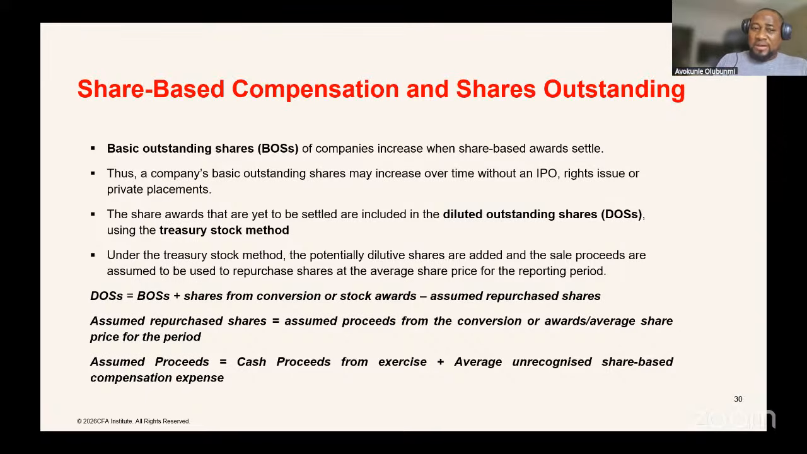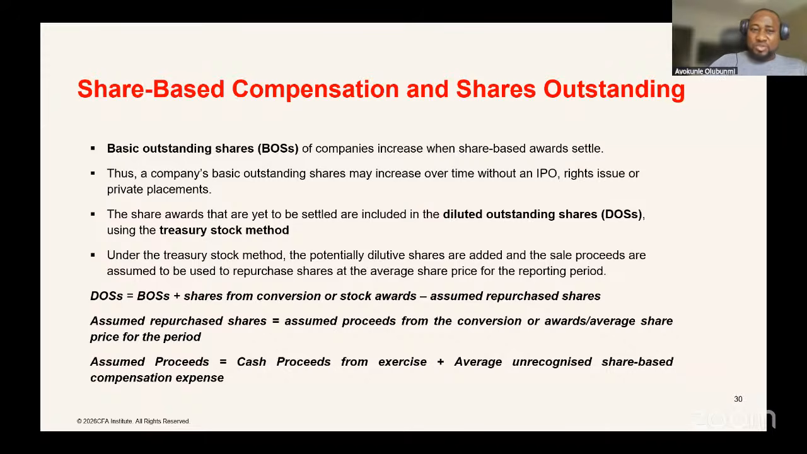To get your diluted outstanding shares, you take the number of shares that you've issued now and add the potential securities that you think will lead to an increase in your outstanding shares in the future. One of those instruments is your stock-based compensation, your stock awards. Then remember, like I mentioned, that oftentimes some companies buy back some of their shares in the market. So to get the net effect in the future, as we are adding the number of free shares that will be issued, we also need to deduct the number of shares that we think the company will repurchase from the market.